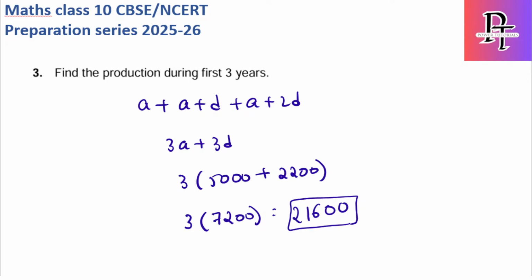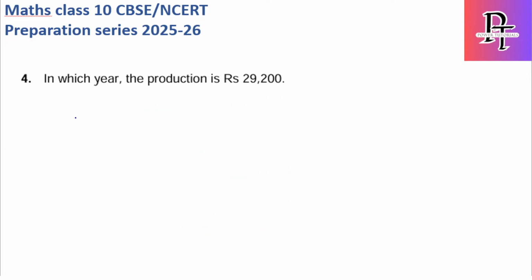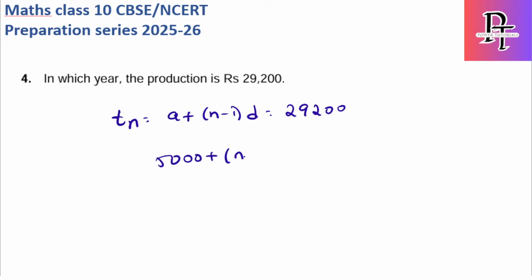Next, move to the fourth one. In which year is the production 29,200? So here they have provided you the value and they are asking you the nth term. So simply let's again equate. The nth term is a plus n minus 1 into d. This value they have provided, which is 29,200. So the a value we have is 5,000, plus n minus 1 into the d value we have, which is 2,200, is equal to 29,200. So simply cancel zeros on both sides.